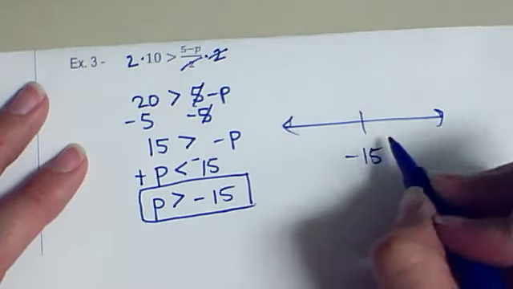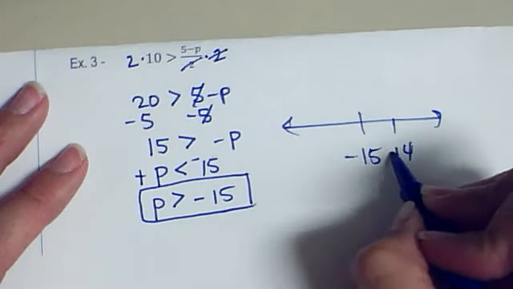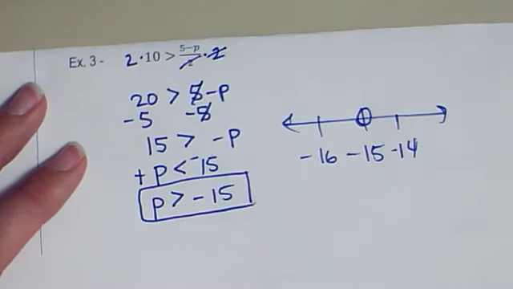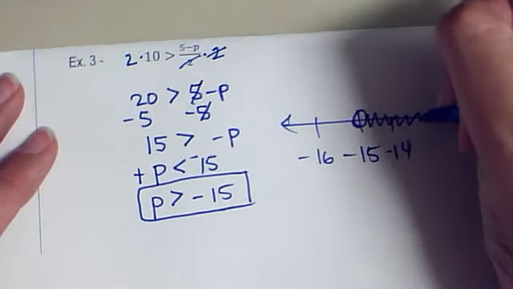Let's go ahead and graph that. It will be an open circle because there is no line underneath. And p is greater than negative 15, so I'm going to the right when I shade.